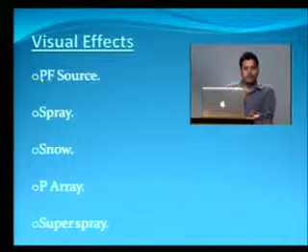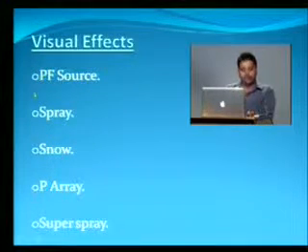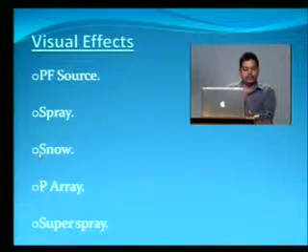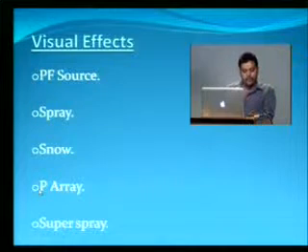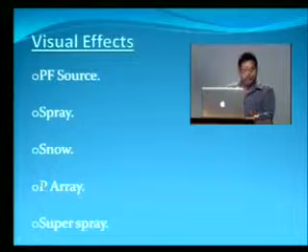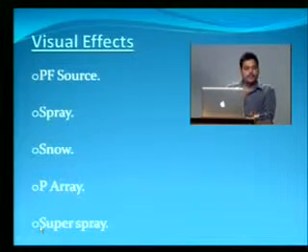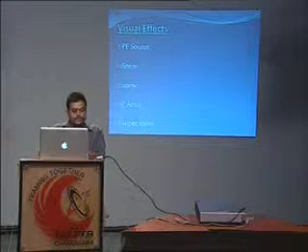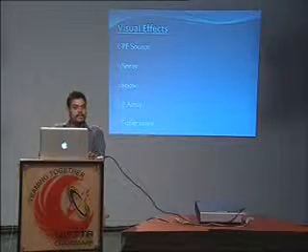So, in the next section we will discuss the PF Source. As in the visual effects we have more control in the PF Source than the spray and the snow. With this snow we can create the snow, and PArray is used for making the water or drops, and the super spray, with this we can create an effect of splash. So, this is the end of visual effects.